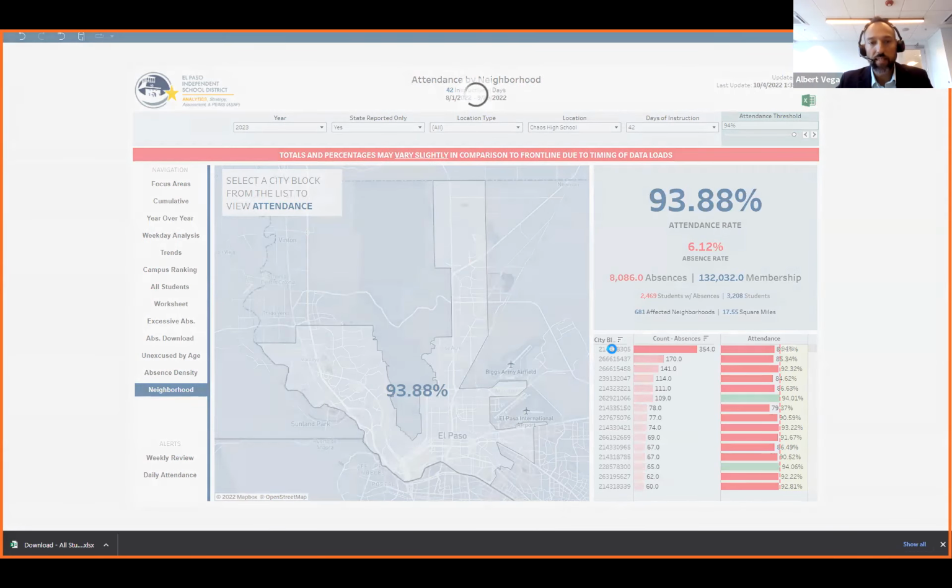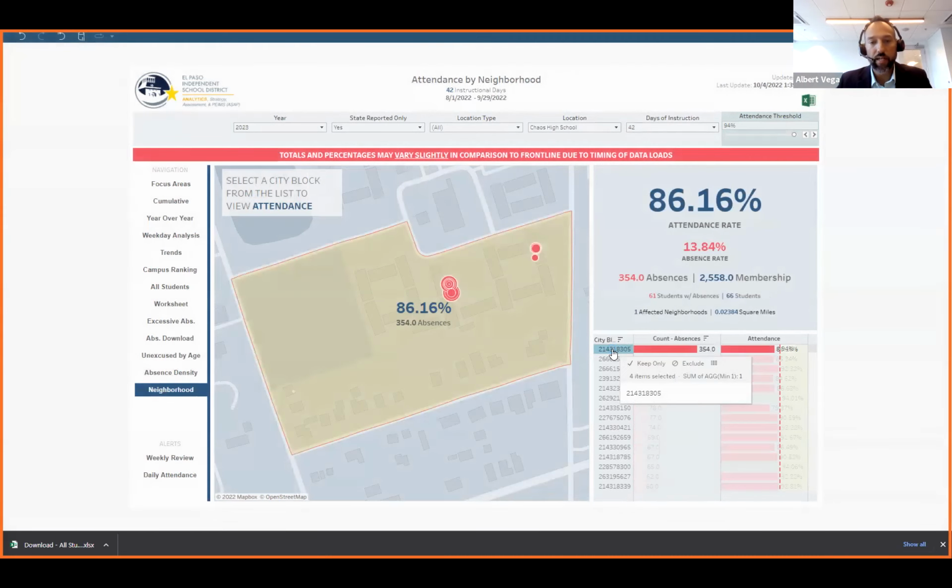you'll see that the dashboard is going to narrow down to that neighborhood. It's going to show me their attendance rate for that neighborhood. It's going to say how many students live here. In this case, I'm still at Chaos High School, and the neighborhood for this campus has 66 students. 61 of the 66 have absences, totaling about 354 absences.